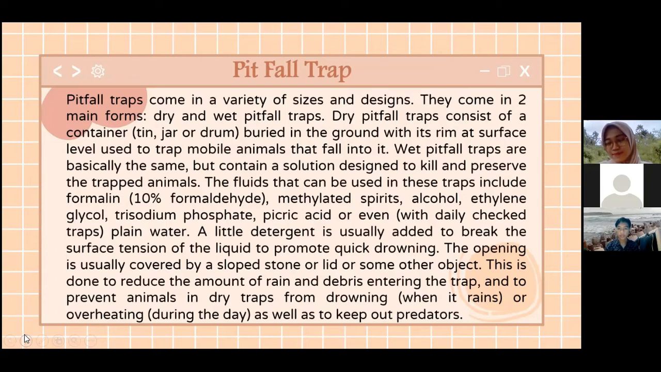The fluids that can be used in this trap include formalin, 10% formaldehyde, methylated spirit, alcohol, ethylene glycol, trisodium phosphate, picric acid, or, with daily checking of traps, even water. A little detergent is usually added to break the surface tension of the liquid to promote quick drowning. The opening is usually covered by a slope, stone, or lid, or some other object. This is done to reduce the amount of rain and debris entering the trap, to prevent animals in dry traps from drowning when it rains or overheating during the day, as well as to keep out predators.